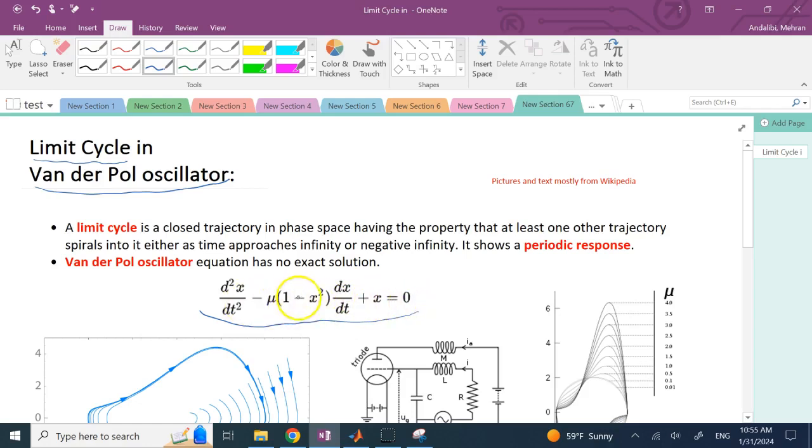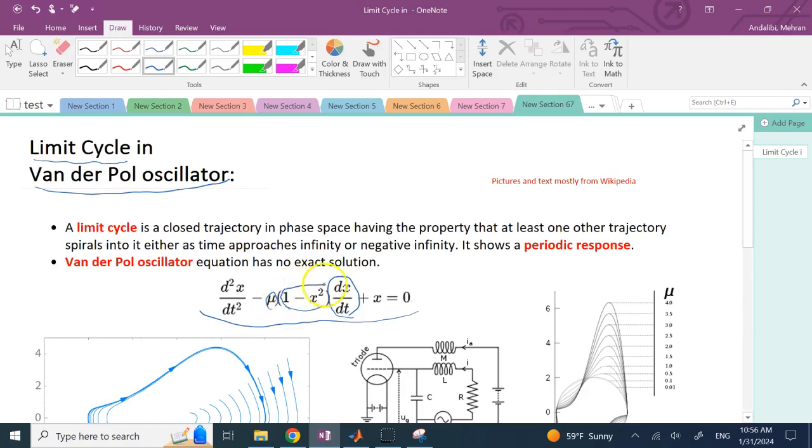So you can consider it like a mass spring damper system that has a nonlinear damper like this, where the damping is not just a constant mu times the velocity, it's also related to the position as well. So you have this nonlinear term. If this 1 minus x squared was not there, that would have been a simple mass spring damper system for which we know the exact solution, and it's a linear system.